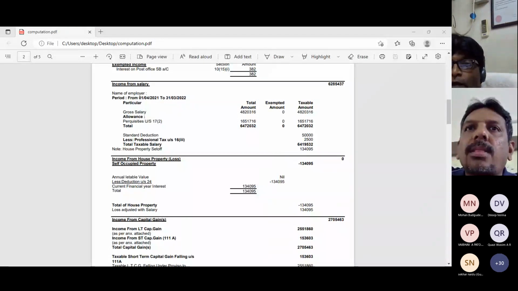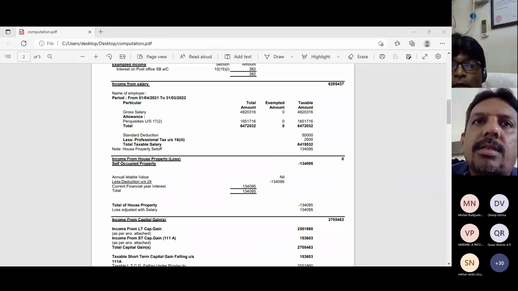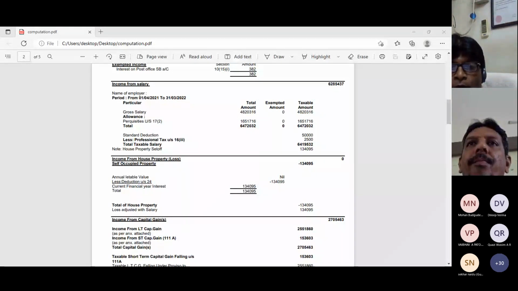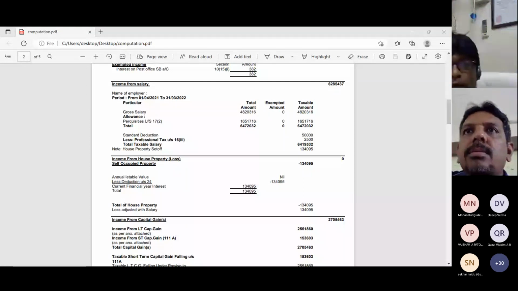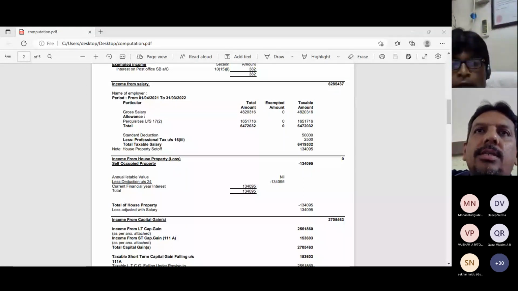Is my screen visible, sir? Yes, sir. Some computation is getting reflected over it. Yes, yes, sir.